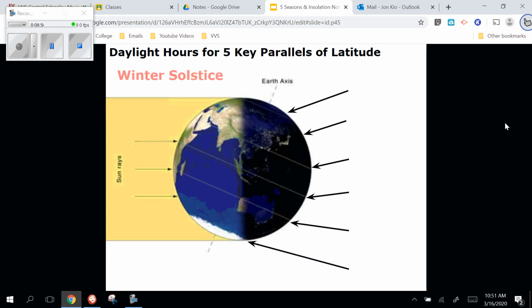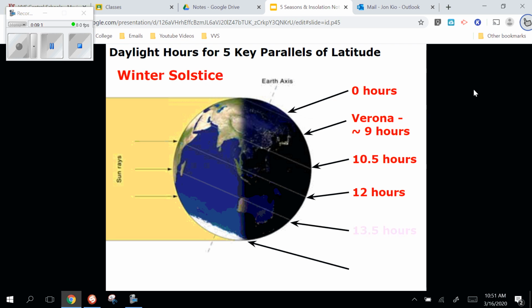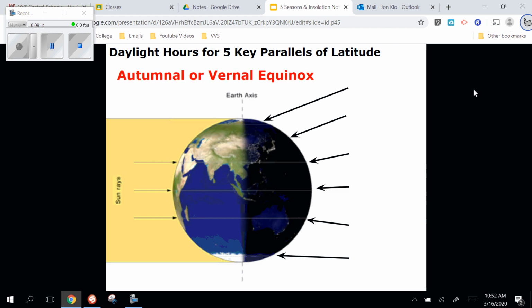Well, on the first day of winter, it's just the opposite. Notice the North Pole is tipped away from the sun over here. So now the North Pole has 0 hours, and we work our way up as we go south until we get to the equator at 12. Remember, Verona has about 9 on the first day of winter. 9 and 15 make us the 24 hours, until eventually we're at the South Pole, where we're at 24 hours again. Okay.